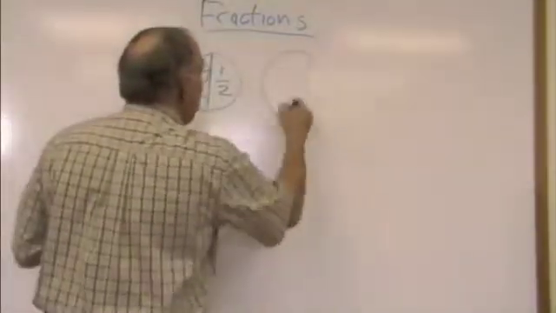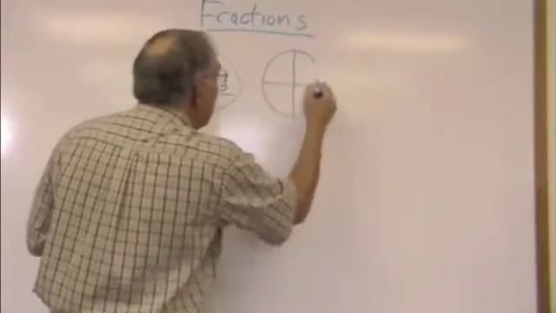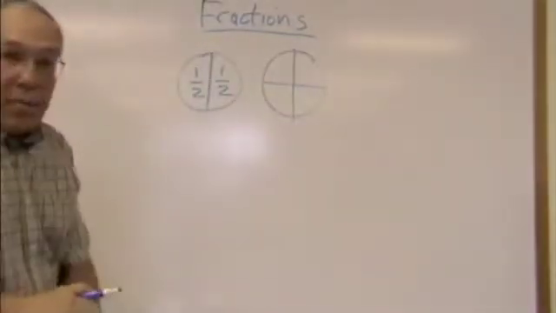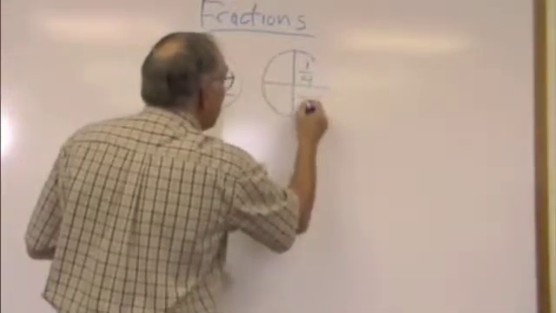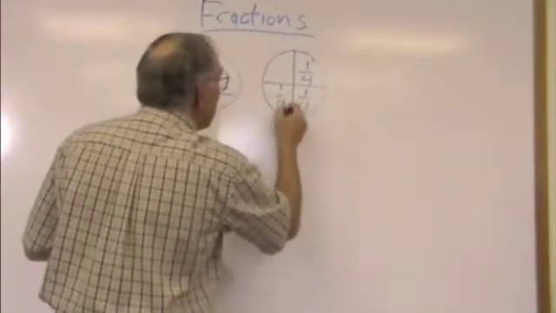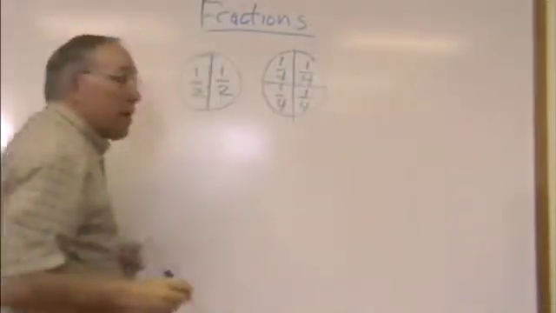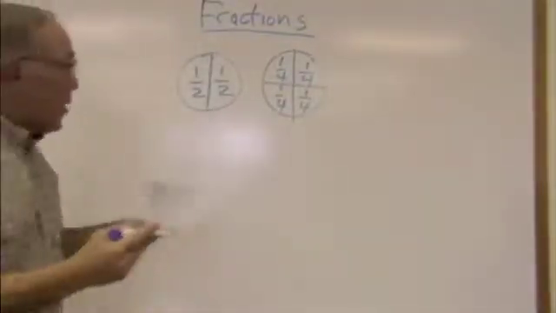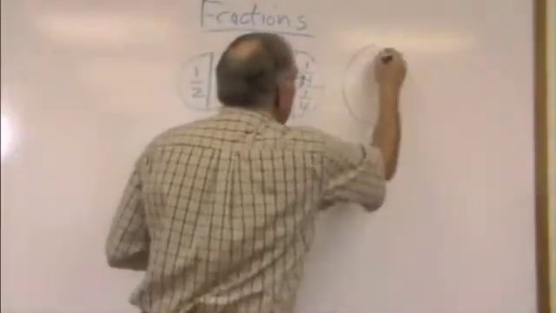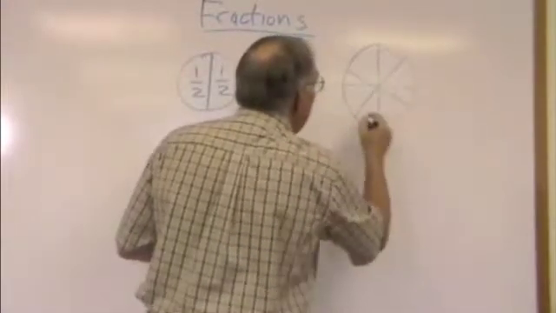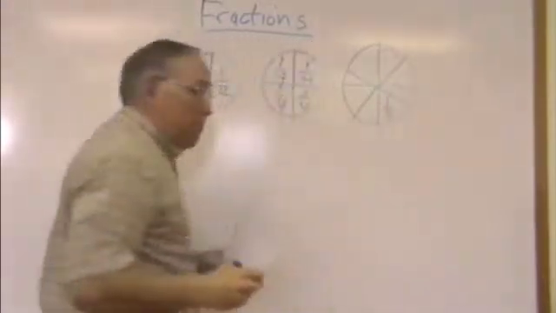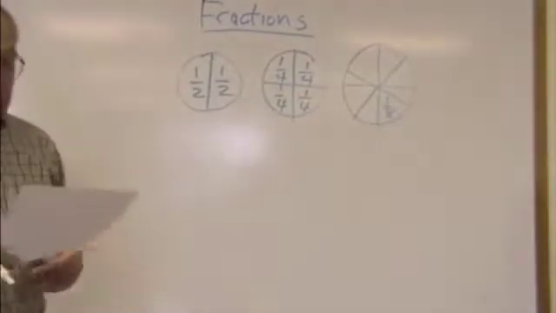If we cut it like this, that cuts a pizza into 4 equal pieces. So our bottom number, which we call the denominator, is going to be a 4. That's 1/4, that's 1/4, that's 1/4, and that's 1/4. We could also cut it again into 8 equal pieces if we wanted to. Each piece would be 1/8.